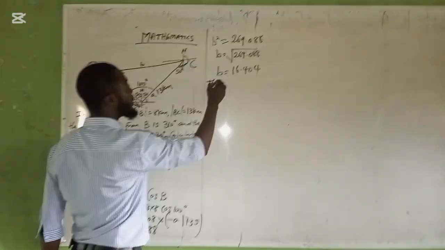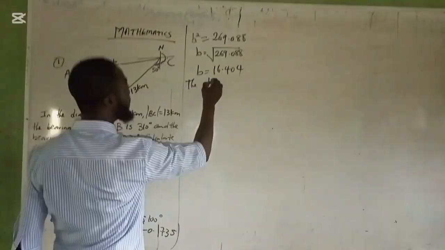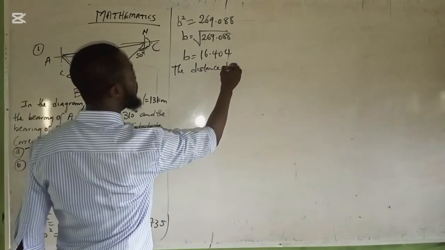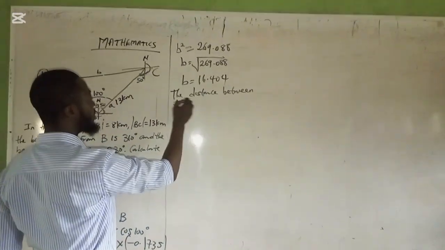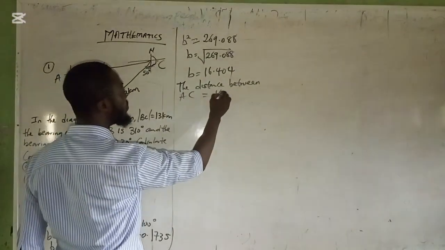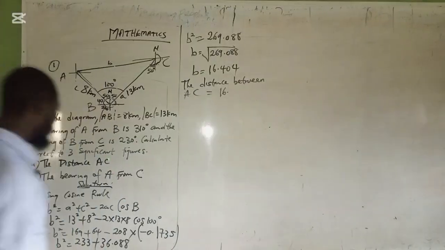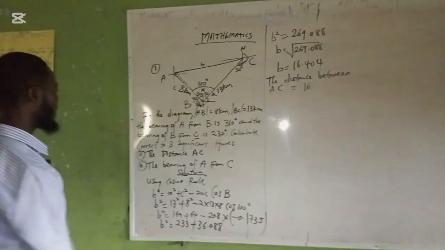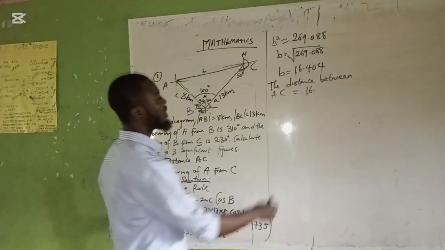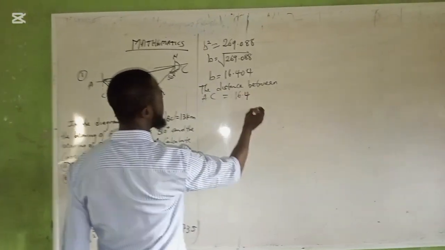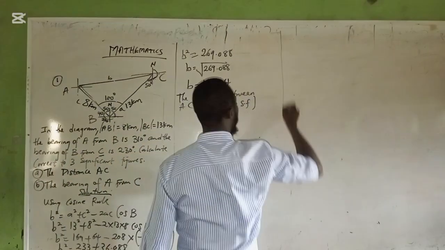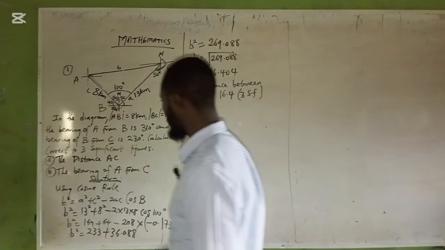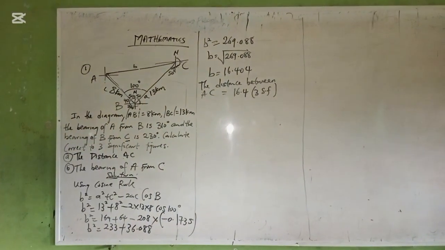So the distance between AC is equal to what? 16.4. We actually have to leave the answer in three significant figures, so we have it as 16.4 in three significant figures. So that is the answer to the first question, the distance between AC.